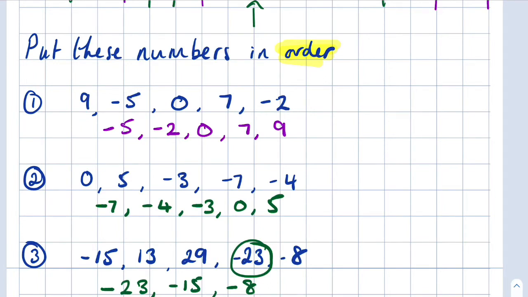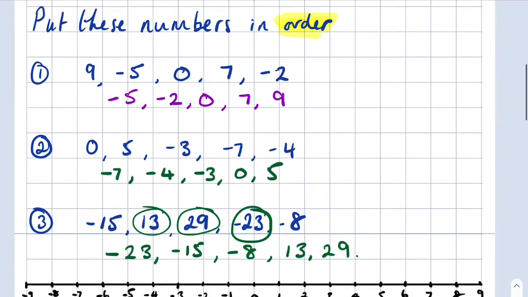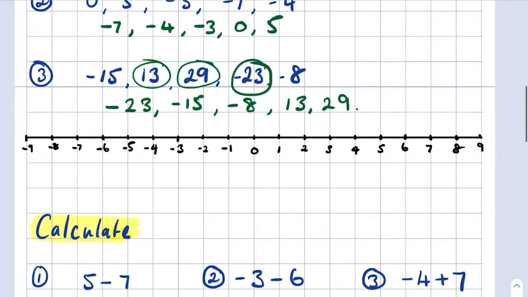Then you're looking at some positive numbers. You've got 13 and you've got 29. So the next one along past 0, out of 13 and 29, would be 13, and then the last one would be 29. I've just drawn another number scale here in case we did need that. I hope that did make some sense.